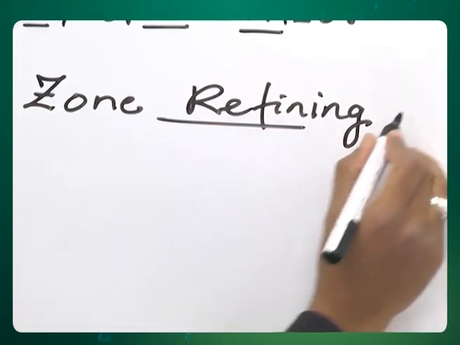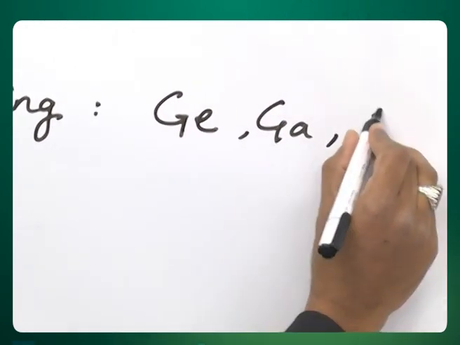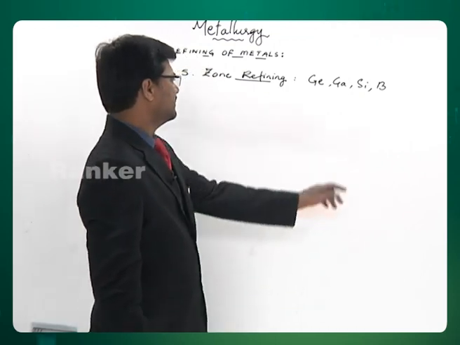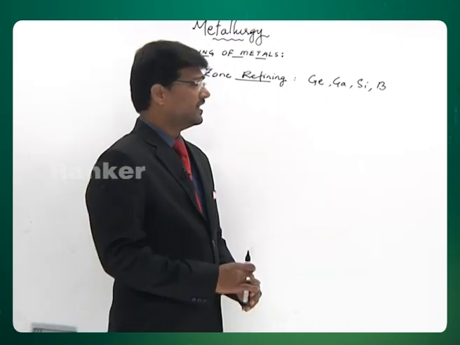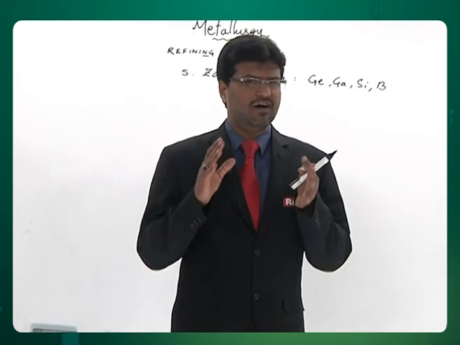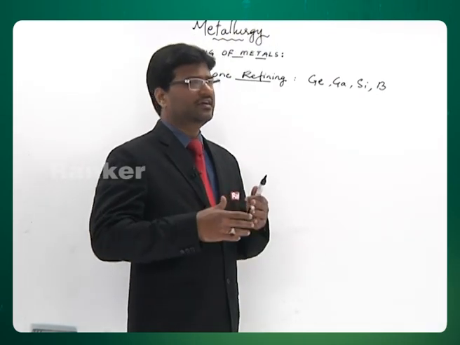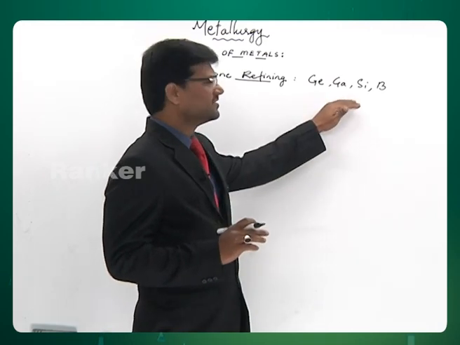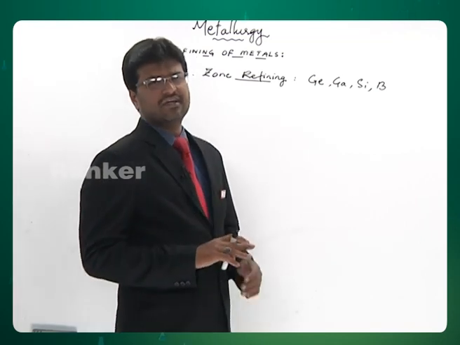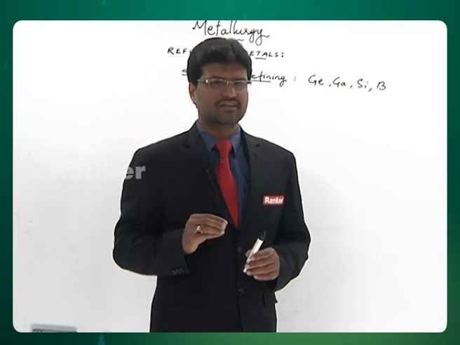Zone refining. This is applied for germanium, gallium, silicon, boron. These substances are purified by zone refining, and let me make it clear for you, zone refining gives you a metal with high purity. Ultra pure metals. Ultra pure means the impurities will be in parts per million. Such metals can be obtained by zone refining. Now, why do we need ultra pure metals? These substances are used in making semiconductor devices.